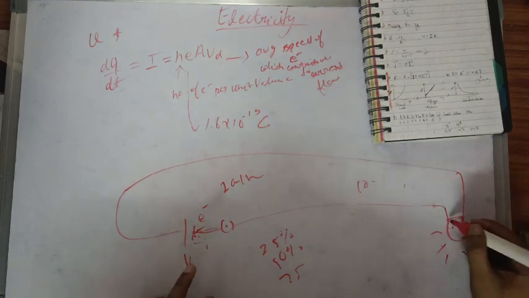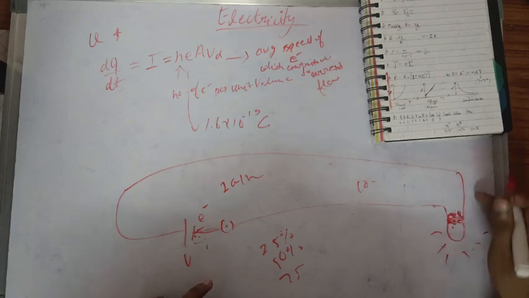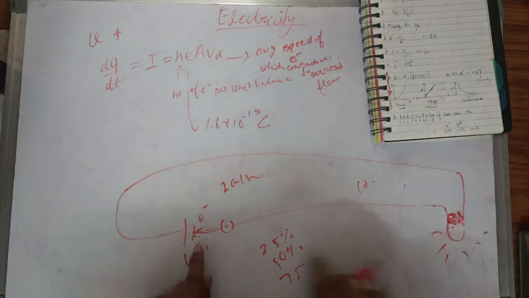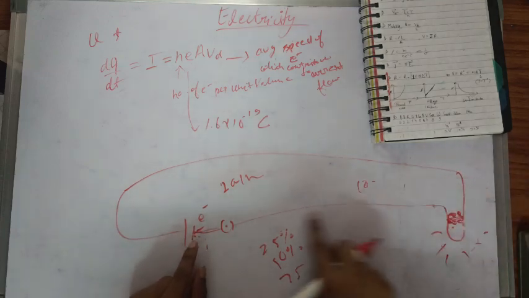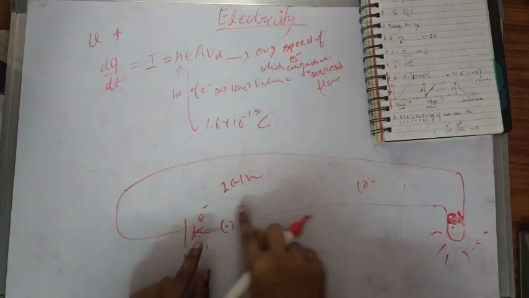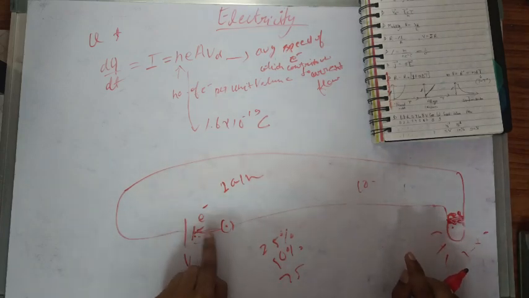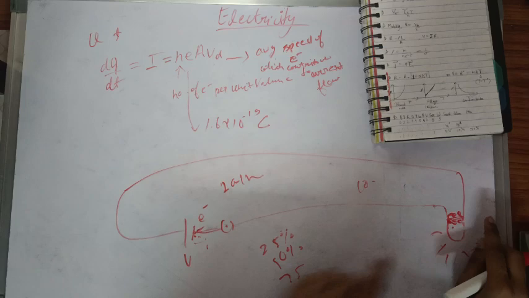For the current to flow, there are already some electrons at this place. There are already current electrons present at this place, so I just need to move them, and as it starts moving, this causes a force acting on all these electrons, and they also start moving. So as it starts moving, these also start moving.